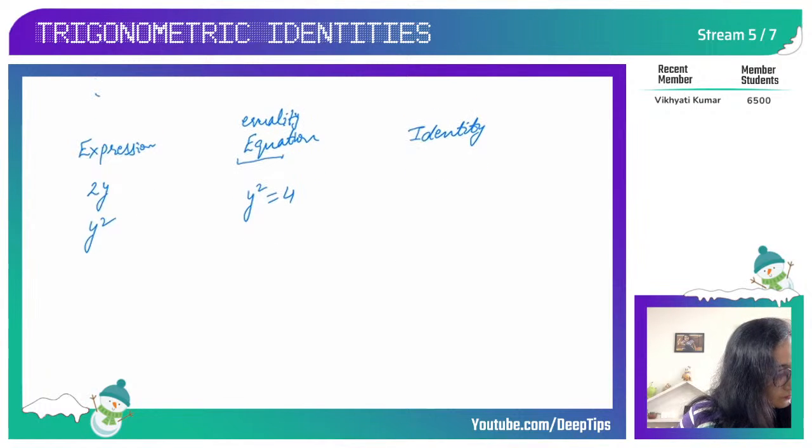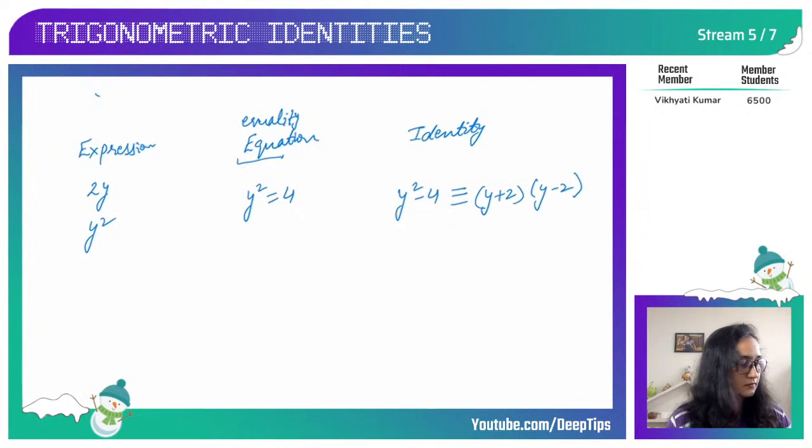Suppose I am writing y square minus 4 and these 3 lines. So these 3 lines tell me about an identity, but 2 lines, that equals sign, is all about an equation. When you have 3 lines, that means it's an identity. But we don't use 3 lines while solving, or normally in the textbooks it's given by 2 lines only, and you have to identify whether it's an identity or an equation.